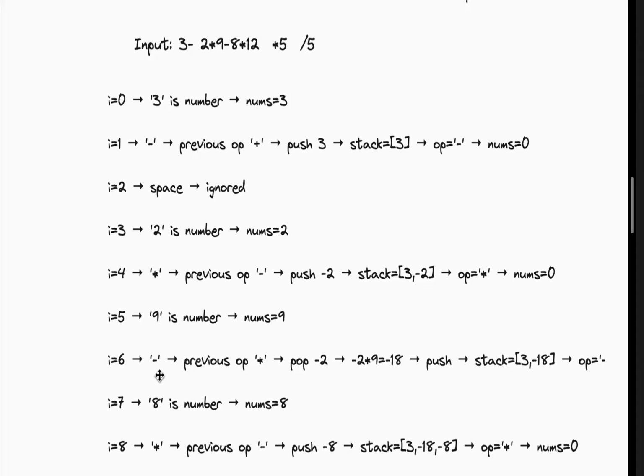I equals to 6, again we hit the operator. So previous operator was multiplication, we will pop out from the stack minus 2 into 9, minus 18. We will push, stack will be 3, minus 18 and operation will be subtraction.